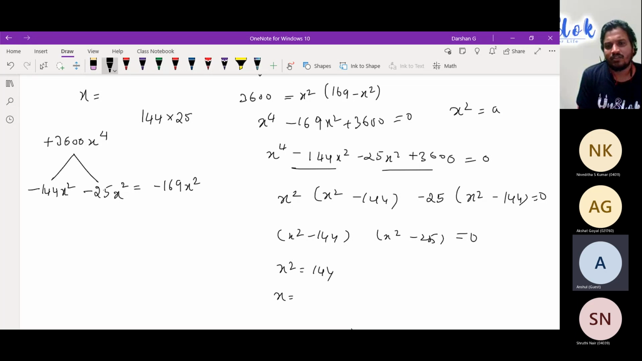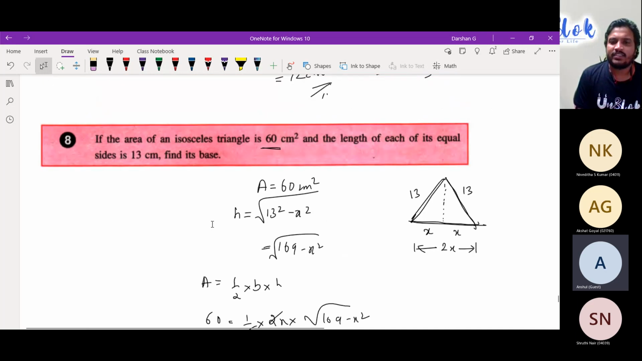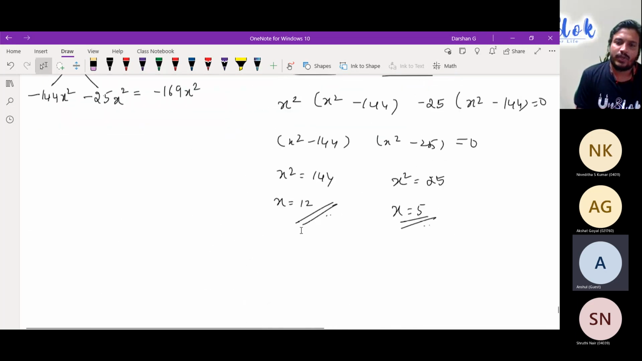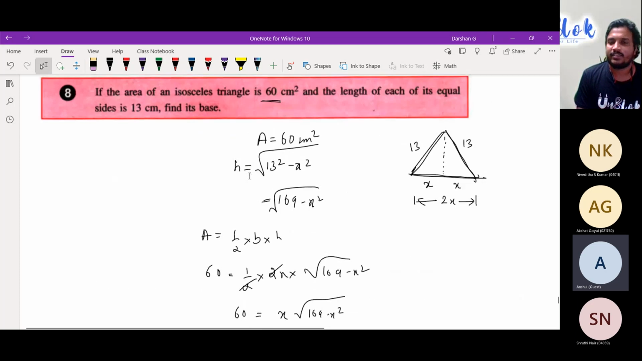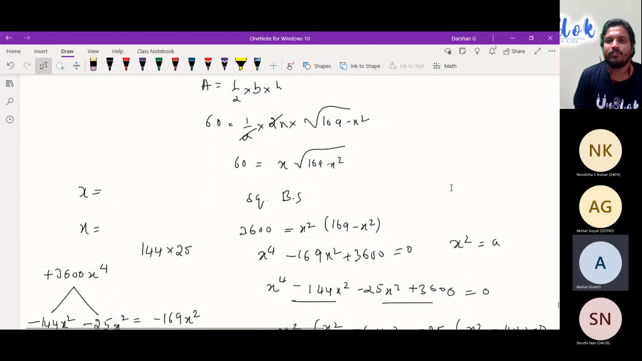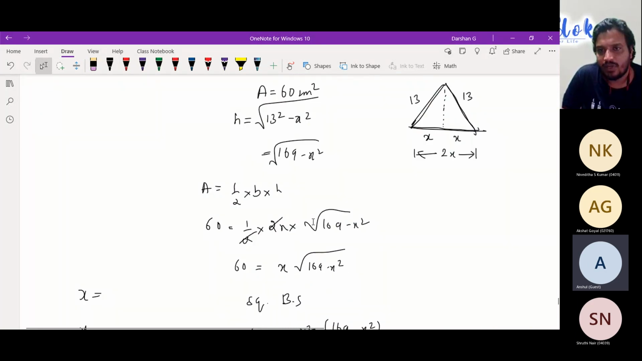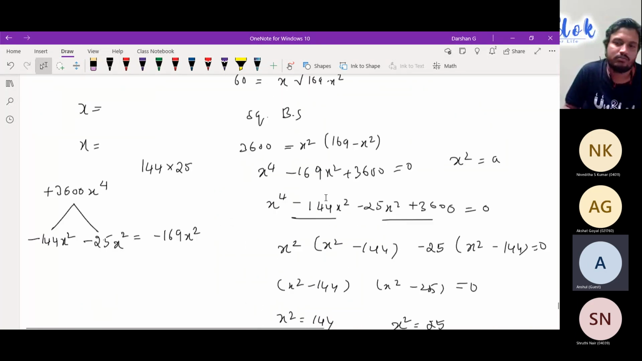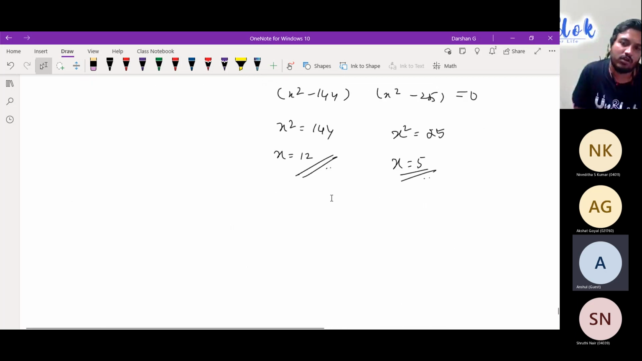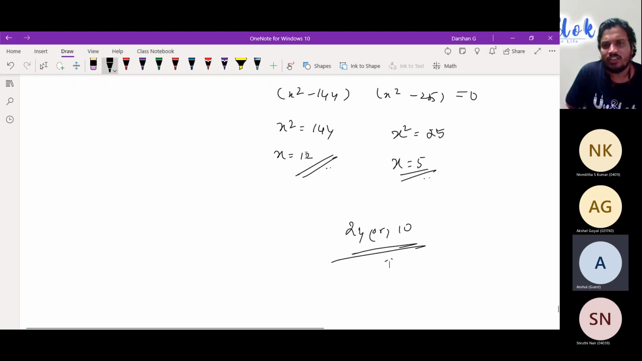I can also have plus or minus, but minus won't work here. So x square is 25, and x will be equals to 5. So these are the two answers for x. Depending on x, the h depends. So if you put 12, you will get h as 5. If you get 5, you will get h as 12. Very simple. So this will be the answer, and you can find the value of x just by doubling it. So you'll get 24 or 10. That should be the answer. Hope you got this point.